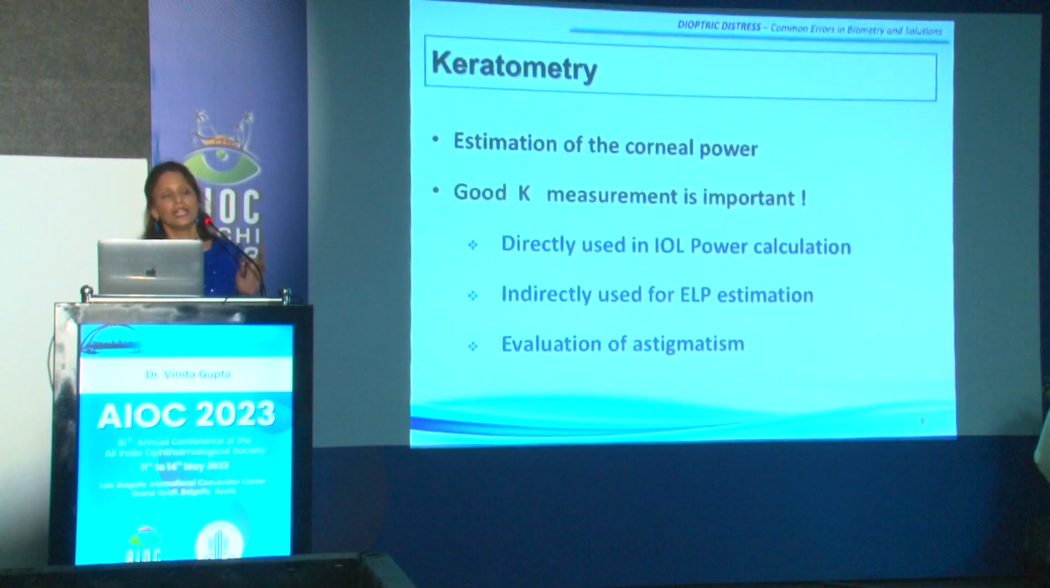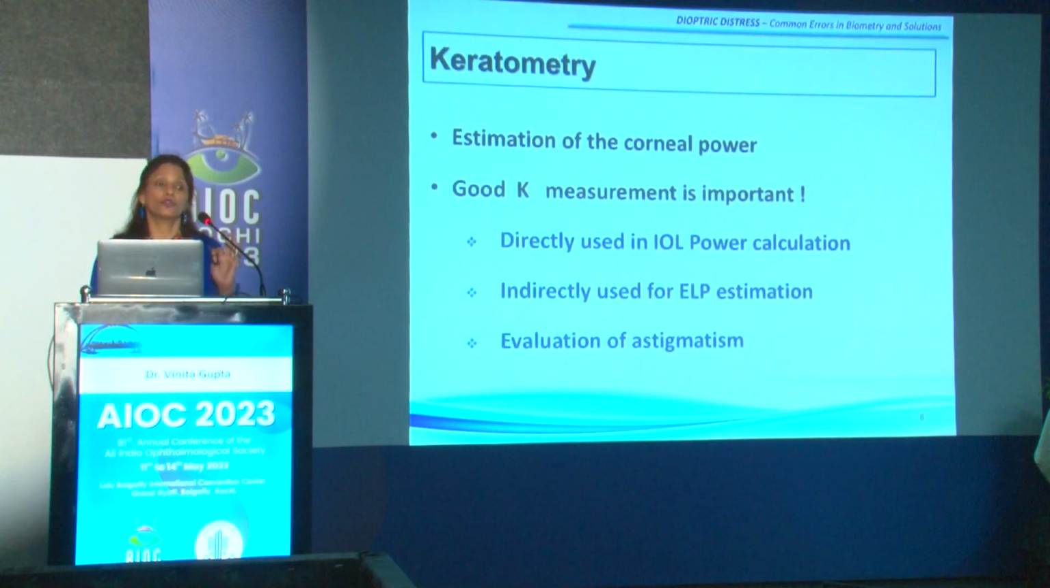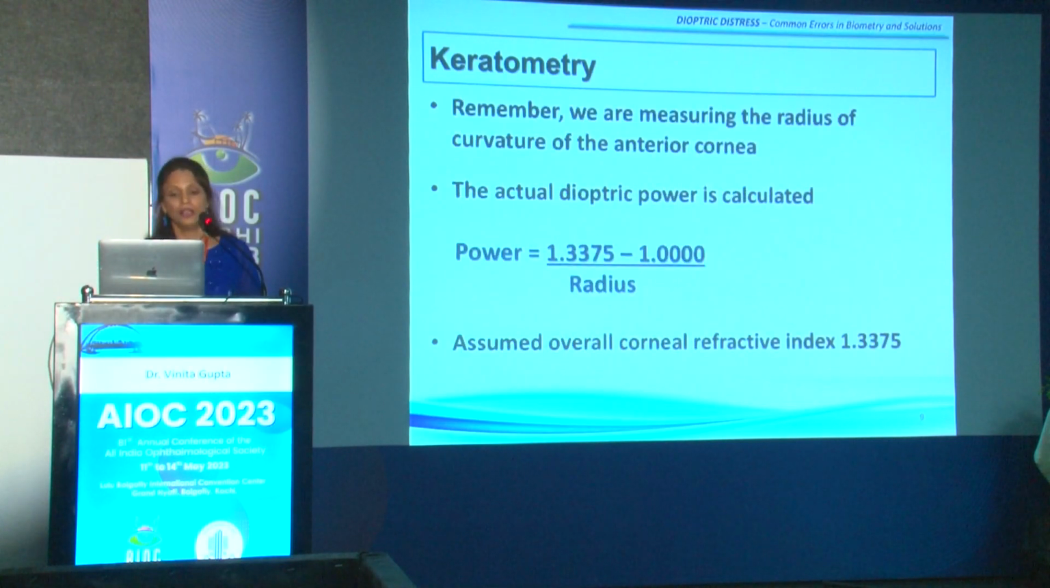So the first thing is keratometry, or the estimation of the true corneal power. And a good K reading is required for directly using it in the IOL formulas, for indirectly estimating the ELP, and as well as for controlling your astigmatism, which is happening during the surgery, as well as the preoperative astigmatism which the patient may have, to counter that as well.